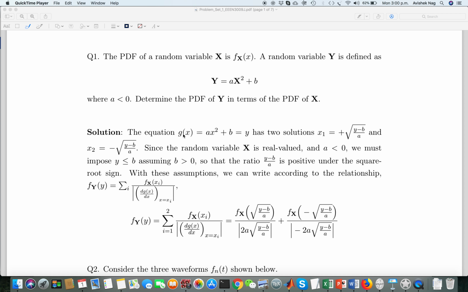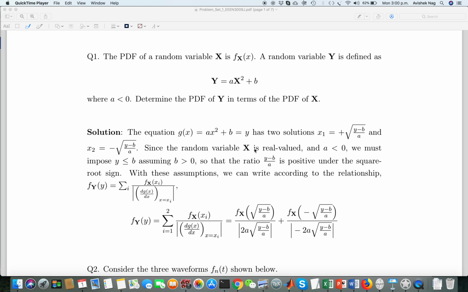So to start with, we have this function, g of x equal to ax square plus b, which is equal to your y. Your two random variables are related to each other through this functional relationship. This function has two solutions for x in terms of y: one is plus square root of (y minus b) over a, and the other is minus the same quantity. Random variables are real valued, so this is an important property which has to be applied here.